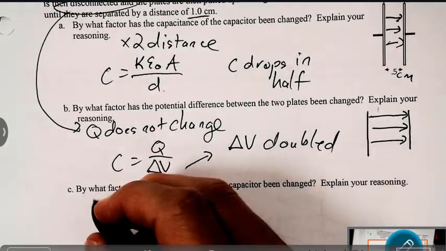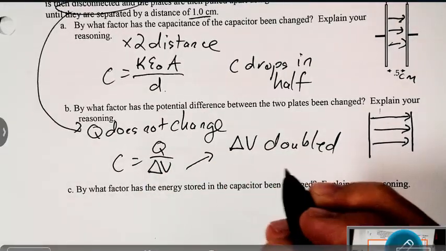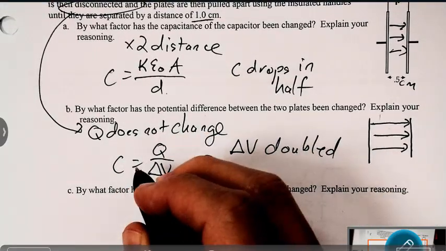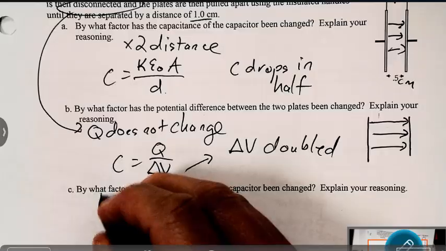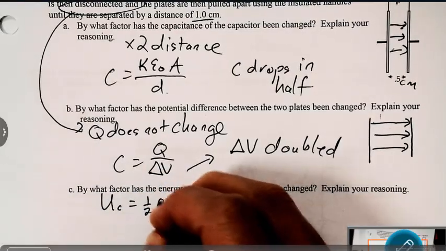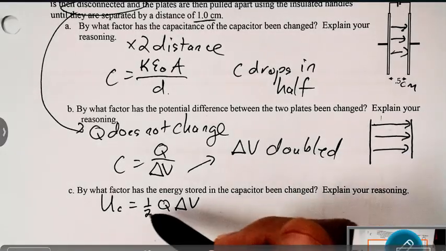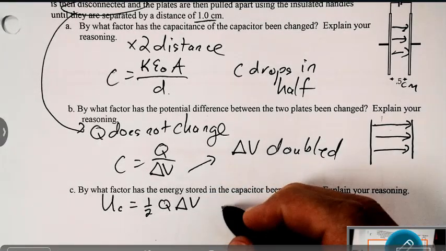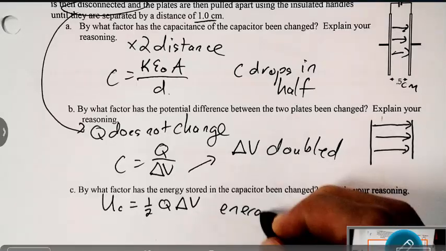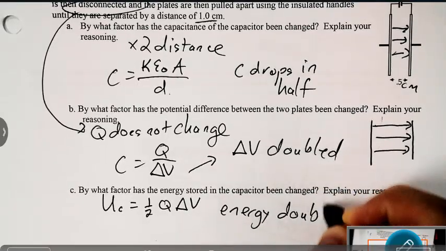In fact, the next question is energy. So let's use my energy equation. I'm not sure which one it is. So I'm just going to write out the first one that's in the equation sheet, 1/2 Q delta V. Yeah, this will be it. So Q is the same, delta V doubled, so that means that the energy doubled as well.